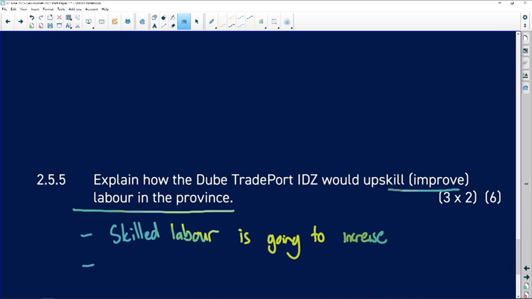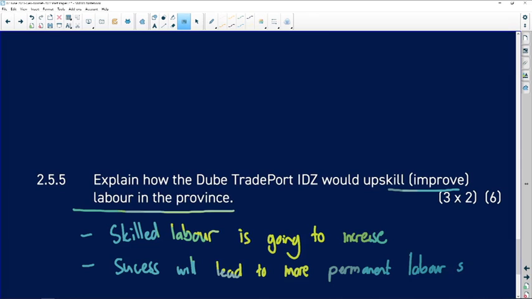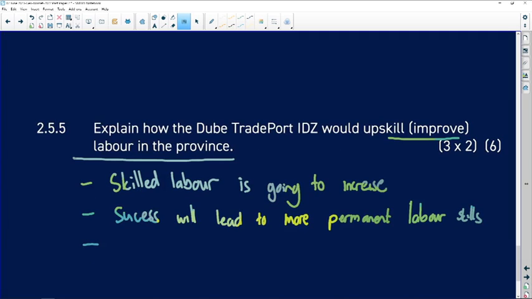Okay, and we can also mention that the success will lead to more permanent labour skills, and it will create a brain gain. So it will attract qualified people to go and work at the Dube IDZ.